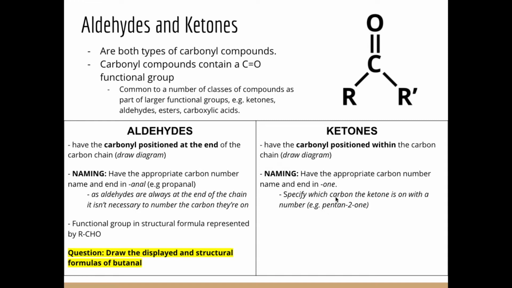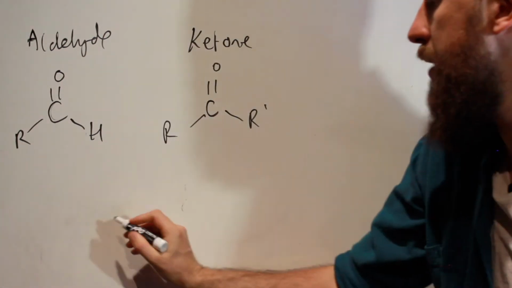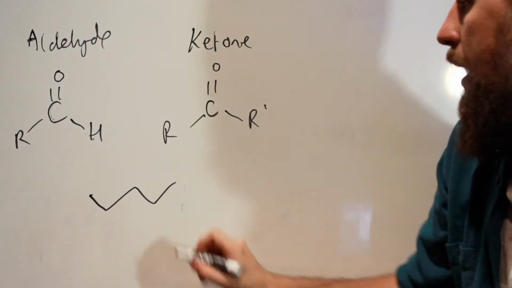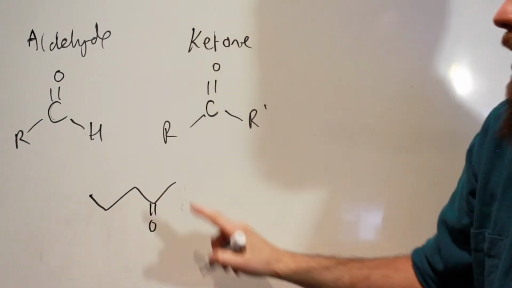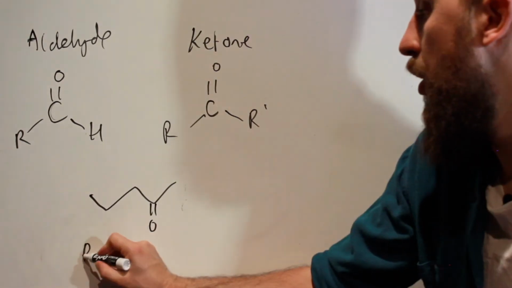Now in this instance, we do need to specify which carbon the ketone is on because there could potentially be a number of variants, a number of isomers if you will. For example, pentanone, if I go 1, 2, 3, 4, 5. So I could have the ketone on carbon 2, and that would be pentan-2-one.